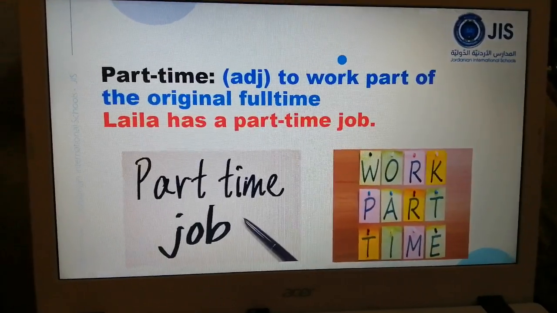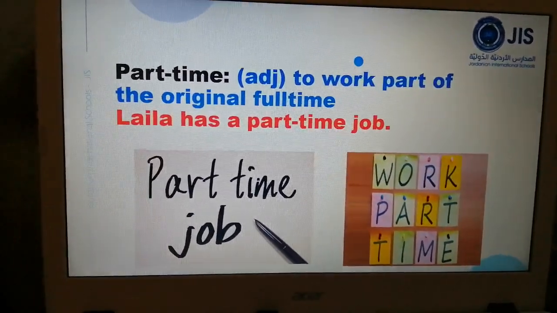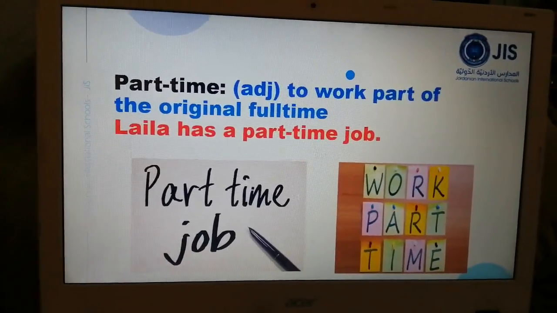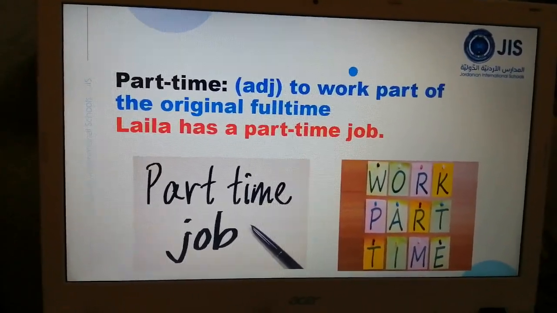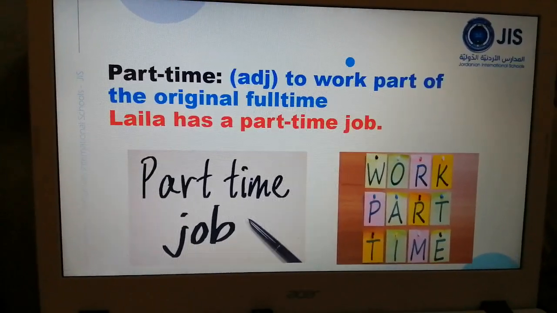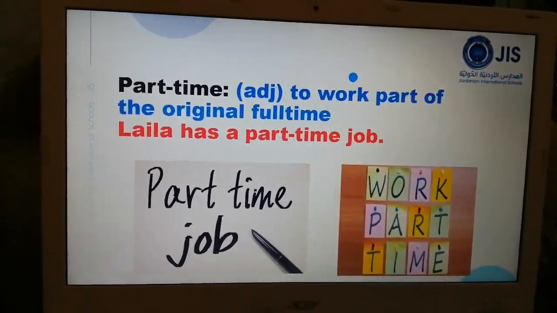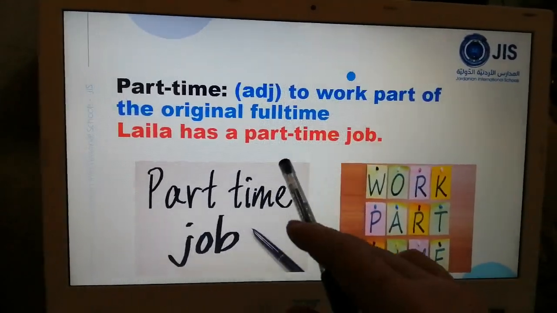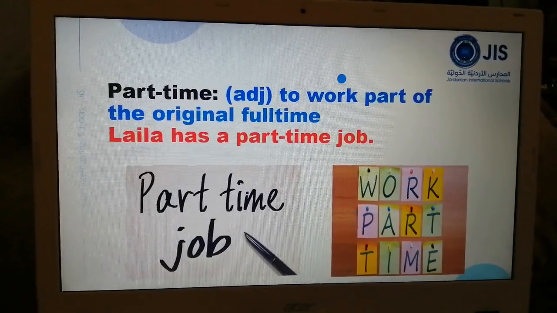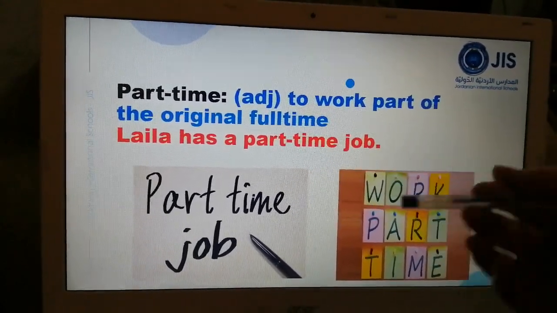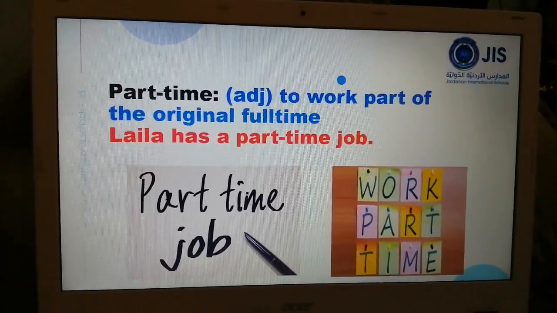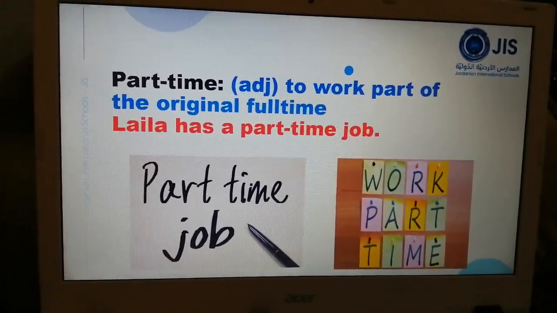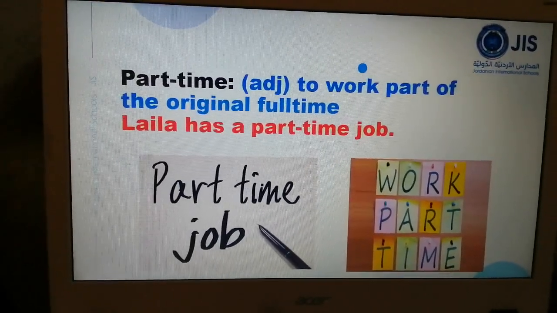It means when someone is working part of the time of the full day at work, which means that you are not working the whole hours of the day. You are working part of the hours of the day. So we call it part-time work or a part-time job. Layla has a part-time job, which means that she is working less than the full time of the day in the company or in the school or whatever. So it's a part-time job, and it's a hyphenated compound word. It's an adjective.